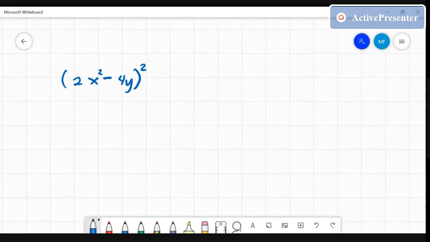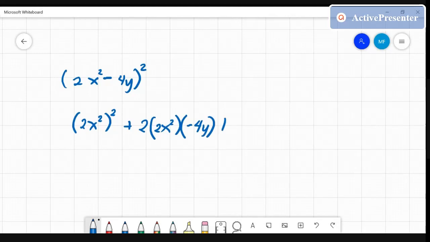Okay, next for number 3, we have 2x squared minus 4y squared. So again, it is a square of a binomial. So first thing to do, square the first term. So we have 2x squared, then square. Then plus twice the product of the first term times the second term, plus the square of the last term or the second term in the given binomial, 4y squared.